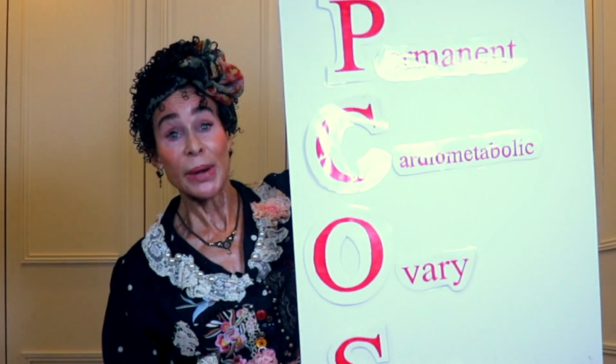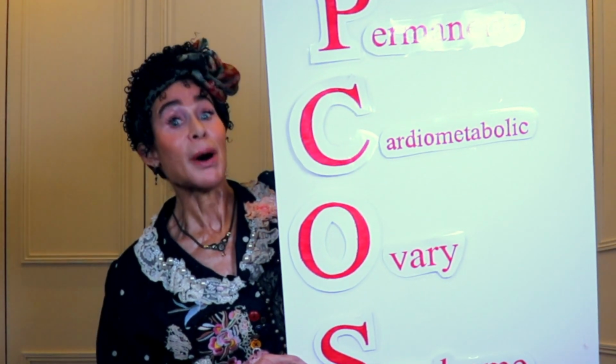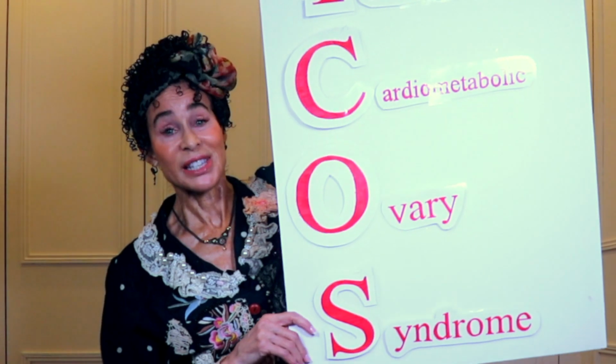Video 455 introduced PCOS as a disease that bears the wrong name because it involves 3 organ systems rather than just your ovaries. The 3 organ systems are dermatologic, reproductive, and metabolic. So instead of calling it polycystic ovary syndrome, we should call it permanent cardiometabolic ovary syndrome.